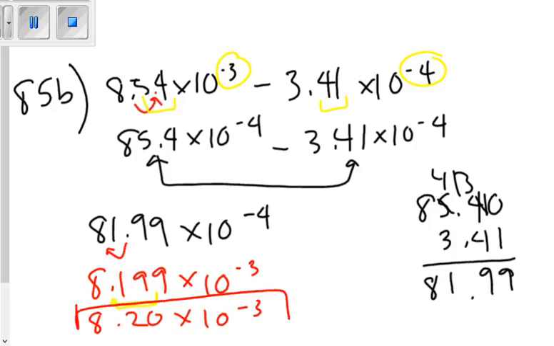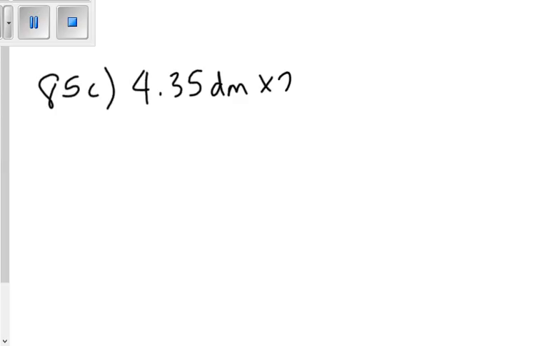That was a little bit more complicated. All right, just a couple more. So our next one is 85C, I guess the last one. Sorry if this is kind of sloppy. It's my first time using this pen on my surface. But we've got 4.35, pretty sure it's decimeter, times 2.34 times 7.35.